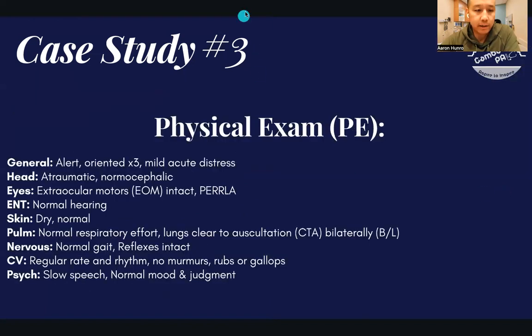So let's have somebody read this general physical exam, and then we'll go into the more focused musculoskeletal exam. I can read it. General: alert, oriented x3, mild acute distress. Head: atraumatic, normocephalic. Eyes: extraocular motions intact, PERRLA. ENT: normal hearing. Skin: dry, normal. Pulmonary: normal respiratory effort, lungs clear to auscultation bilaterally. Neuro: normal gait, reflexes intact. CV: regular rate and rhythm, no murmurs, rubs, or gallops. Psych: slow speech, normal mood and judgment.